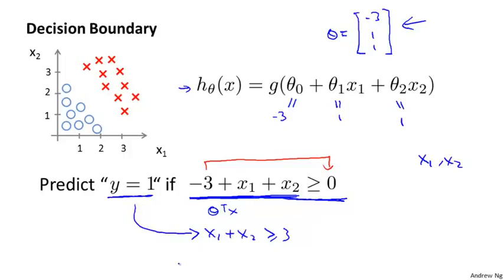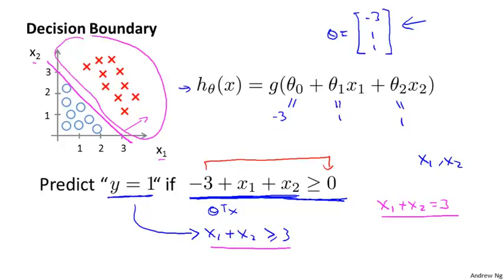Let's see what that means on the figure. If I write down the equation x1 plus x2 equals 3, this defines the equation of a straight line. If I draw what that straight line looks like, it gives me the following line, which passes through 3 and 3 on the x1 and the x2 axes. The part of the x1, x2 plane that corresponds to when x1 plus x2 is greater than or equal to 3, that's going to be this right half plane. That is everything to the upper right portion of this magenta line that I just drew. And so the region where our hypothesis will predict y equals 1 is this region.